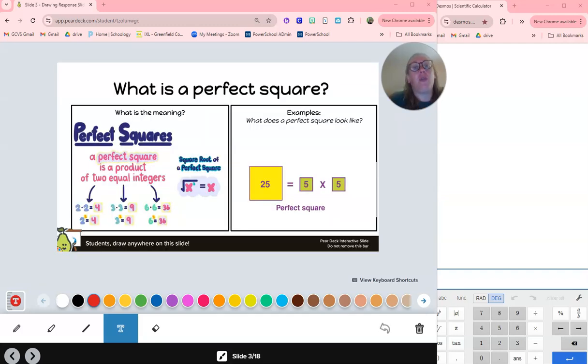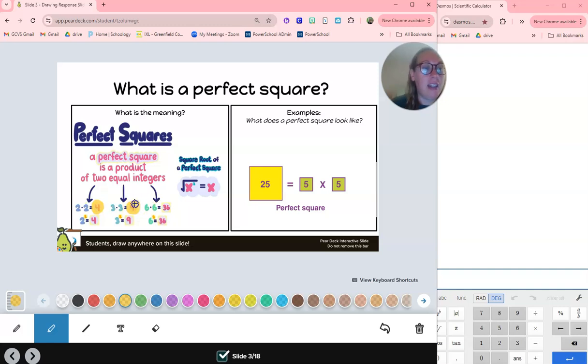So what is a perfect square? A perfect square is a product, right? So we're multiplying 2 equal integers. So a perfect square example is 4, because 2 times 2 is 4. 9 is a perfect square because 3 times 3 is 9. 36 is a perfect square because 6 times 6 is 36. Okay? The square root of a perfect square just ends up being that base value.